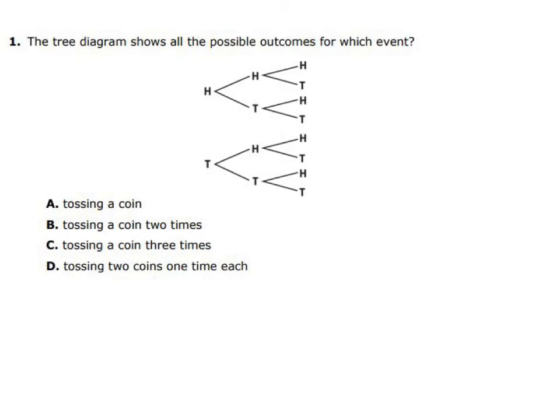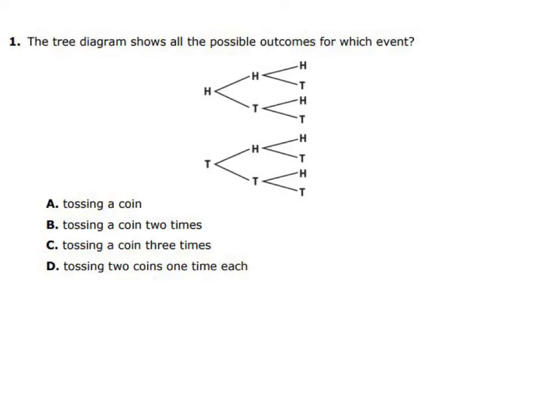So here's number 1. And number 1 has to do with sample space. So we're going to go ahead and read the question, and I'm going to explain to you how you could tell what the event was. The tree diagram shows all the possible outcomes for which event. So if you look at that, you have heads and tails. Then you have heads, tails, heads, tails. Then you have heads, tails, heads, tails, heads, tails, and heads, tails.